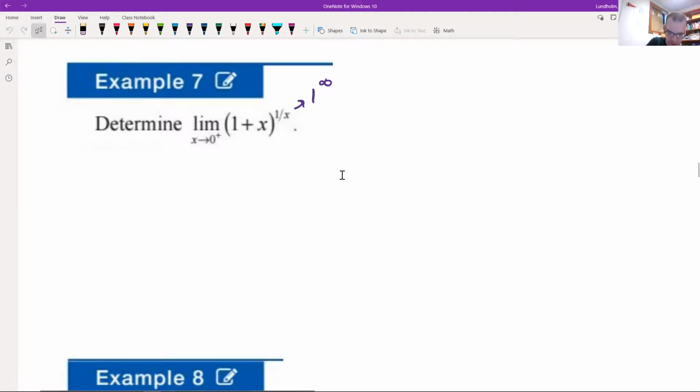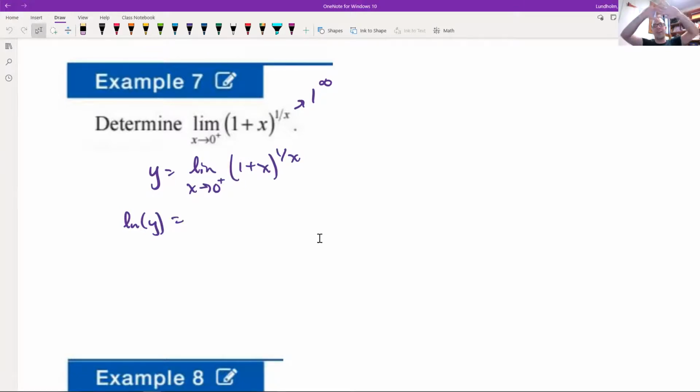So my first step here, I'm going to write this as y equals the limit as x goes to 0 from the right of this entire function. Because that y is going to allow us to keep track of the natural log along the way, and eventually we'll have to undo the natural log with an exponential function. So the strategy here is take the natural log of both sides, and know that we would be taking the natural log of the entire limit part.